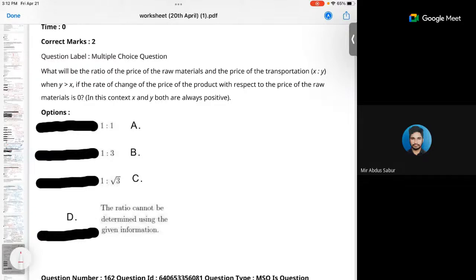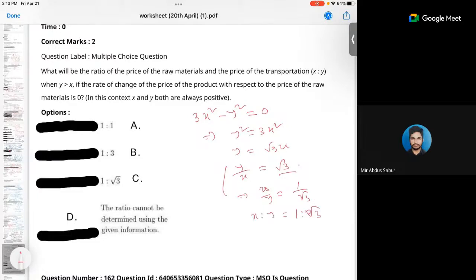All of you did it? Sir, I got the equation, but I don't know how to find the ratio. 3x square minus y square equal to 0. That means y square is equal to 3x square. That means y is equal to root 3 x, so y by x is equal to root 3. And this is the ratio, root 3. No, we have to find x by y. So x by y is equal to 1 by root 3. So the ratio x is to y is equal to 1 is to root 3.